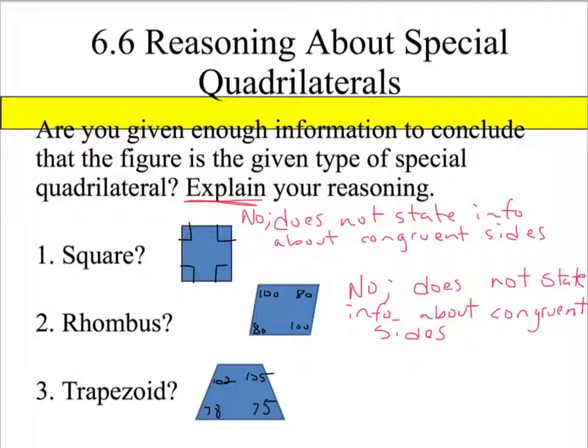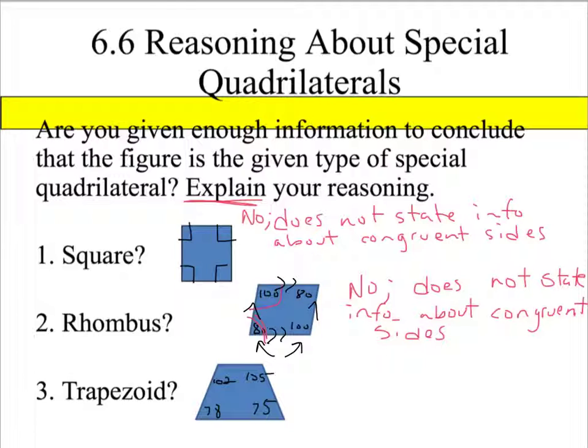So we know it's definitely going to be a parallelogram because looking at this angle and this angle, those are definitely going to be supplementary, along with this angle and this angle. Okay, so we know that they are supplementary, meaning they are parallel, so we can say it's a parallelogram, but we do not have enough information about the sides to say that it is a rhombus.